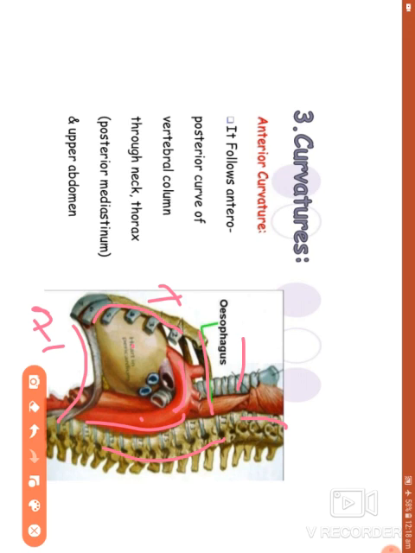The esophagus relates to the curvatures of the vertebra. It shows anteroposterior curvatures. The upper part is directed anteriorly, and the lower part is directed posteriorly, relating to the curvatures of the vertebrae. So, two anteroposterior curvatures are there.